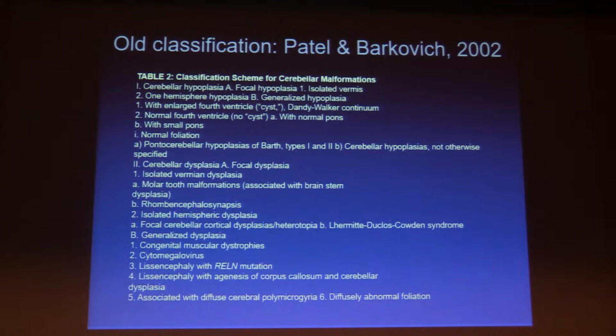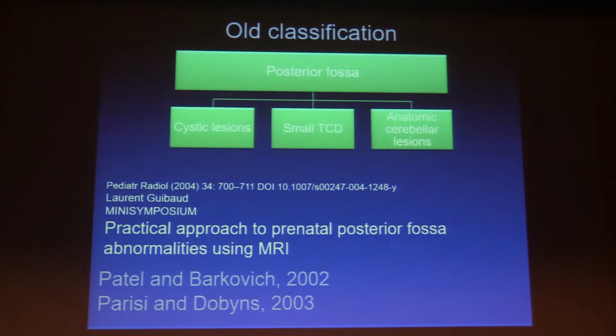This is the old classification, from Patel and Barkovich. It was very easy for the radiologist: we looked at the cerebellum, we looked at the vermis, we looked at the various sites. Well, things are getting more confusing and not very easy. So this is the old classification. I'm going to take this off because it blocks my view. We looked at the posterior fossa. We divided it into cystic lesions. We looked at the TCD, the transverse cerebellar diameter.